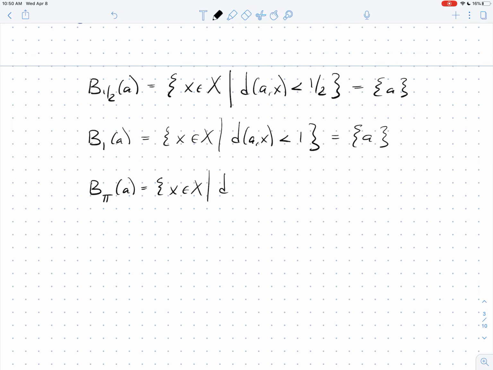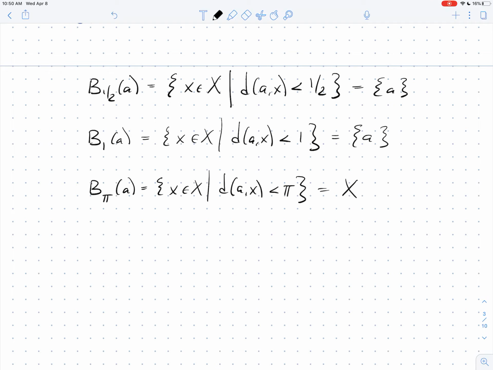This is the set of x such that the distance between A and X, I've switched the order here. I typically write X and A, but you realize they're the same thing, right? It doesn't matter. The distance between A and X, I want this to be less than pi. And now you say, well, geez, every little x has distance less than pi from A because the distance is either 0 or 1. So this is actually the entire space X.